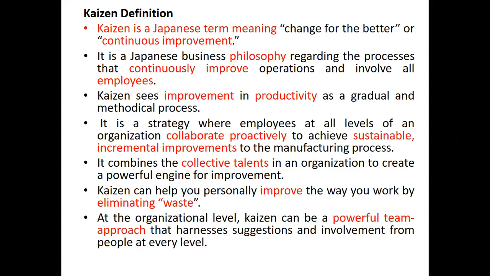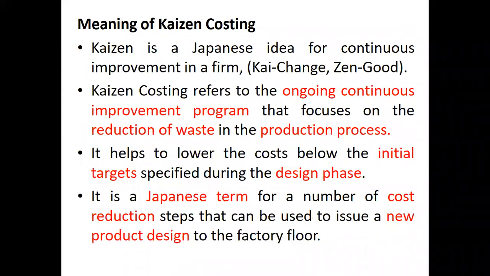So this is the Japanese principle. Nowadays across the globe, all companies are trying to use this for cost reduction techniques. So this is Kaizen cost. See, Kaizen is the Japanese idea which is used for continuous improvement in the organization. So Kaizen consists of two words. This is the Japanese word.